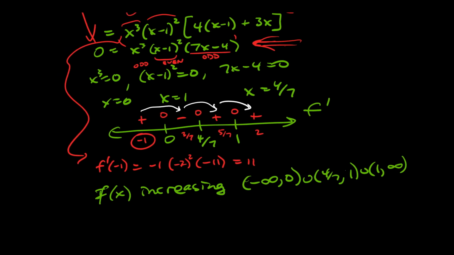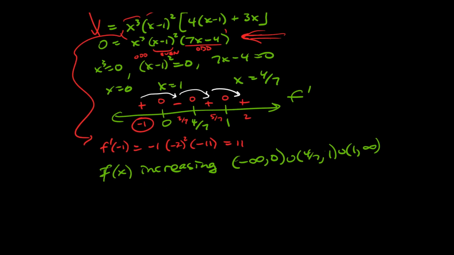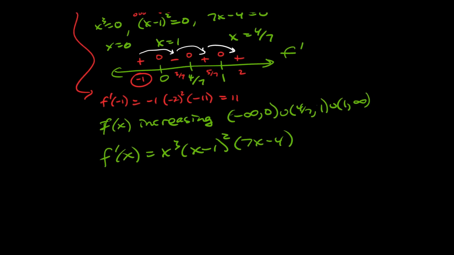Alrighty. So the first derivative is not going to show us inflection points. So let me write down the derivative again. f prime of x is x cubed times (x minus 1) squared times (7x minus 4). Now I want to take the derivative of this to find the second derivative. So I'm going to take this x cubed and multiply it through in here, because I'd have to use the product rule with three products, and I just want to use two products.